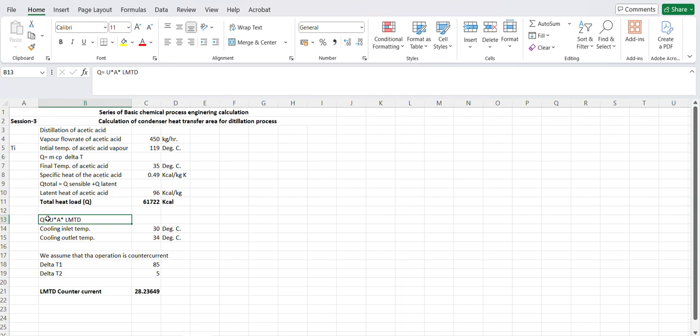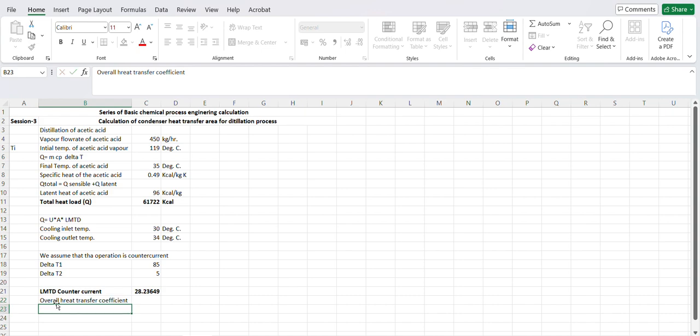So to calculate the area we have to check the overall heat transfer coefficient U. You can consider U based on the graph provided in Perry's handbook. For water versus organic solvents, for shell and tube heat exchangers, you can consider between 150 to 200 kilocalorie per hour per meter square Kelvin.